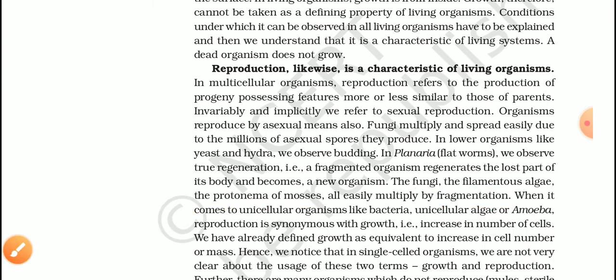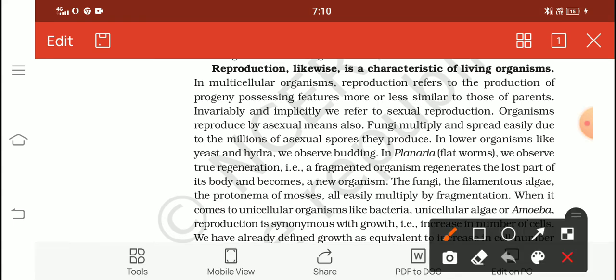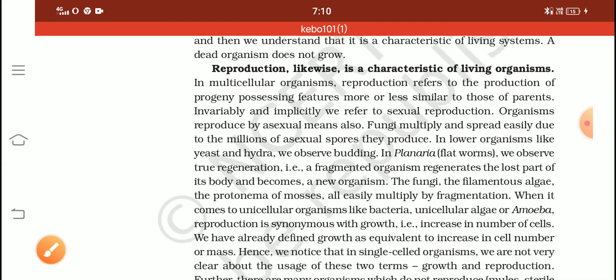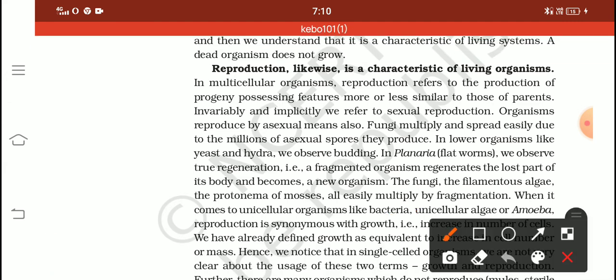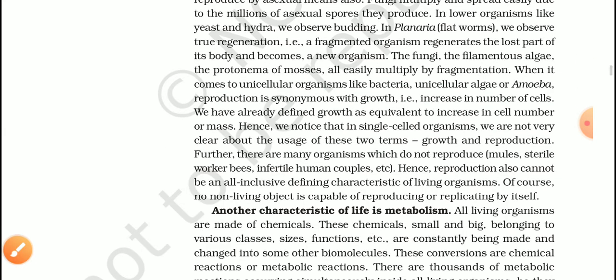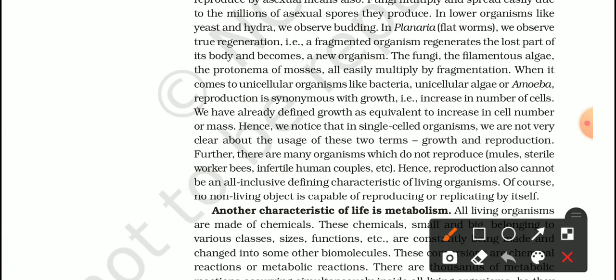When it comes to unicellular organisms like bacteria, unicellular algae or amoeba, reproduction is synonymous with growth. This is important. That is, increase in number of cells, as I have already told you. So we have already defined growth as equivalent to increase in cell number or mass. Hence you notice that in single-celled organisms we are not very clear about the uses of these two terms, growth and reproduction.